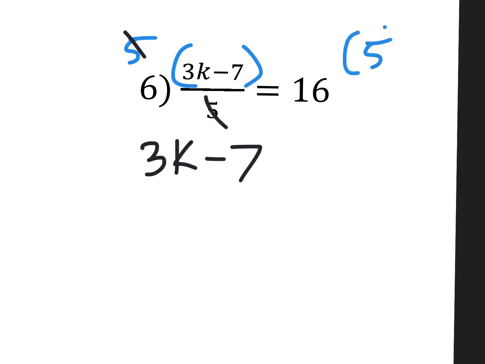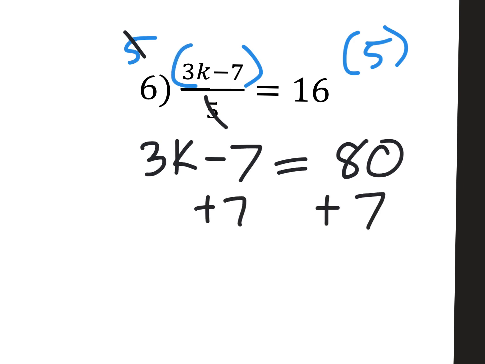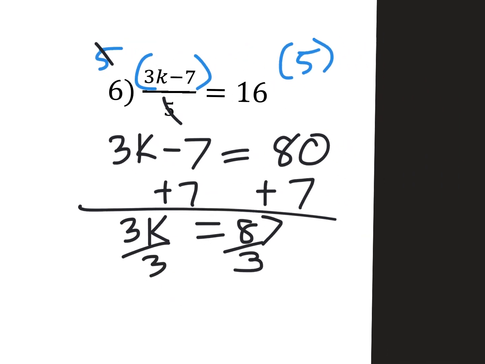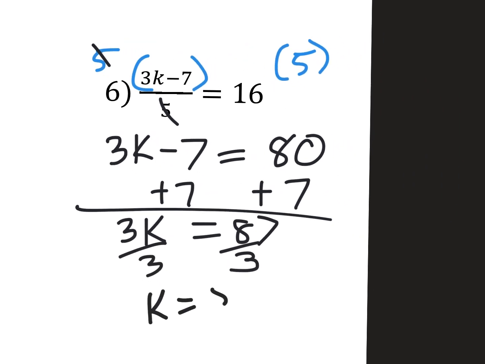What you did on one side, though, we have to do on the other side. So that leaves me with 80. And I'm going to get rid of that minus 7 with a plus 7. And last but not least, I'm going to divide both sides by 3. And so K is equal to 87 over 3.